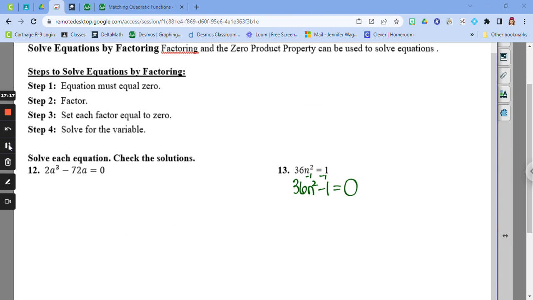So on letter number 12, I can divide 2a cubed and 72a by what? They both can be divided by 2, and both terms have what? An a. So if I divide both of these by a, I now have a squared minus 36.